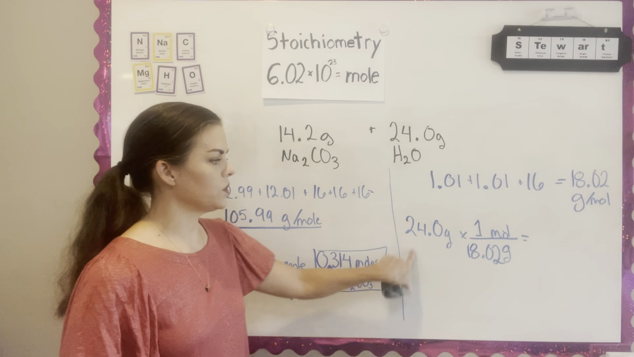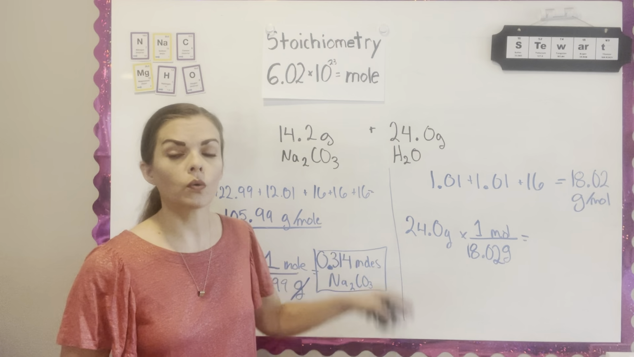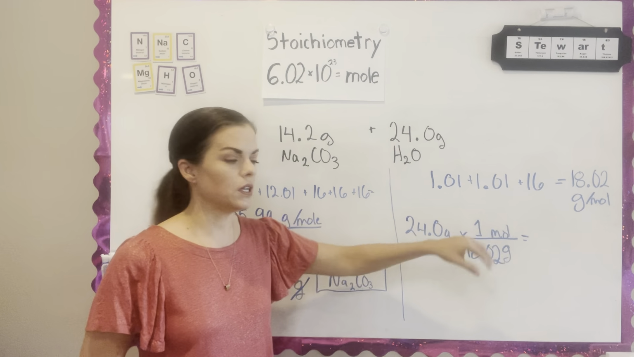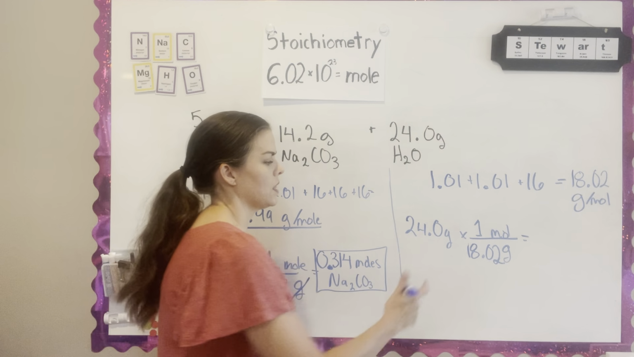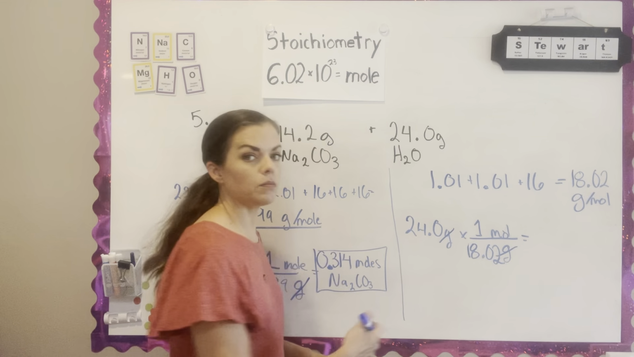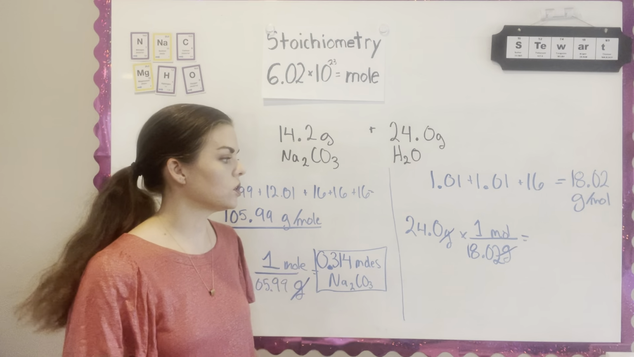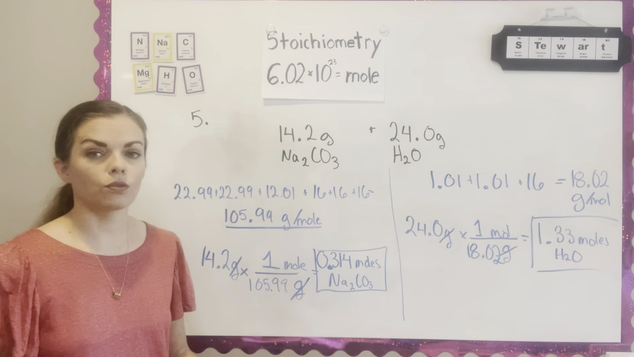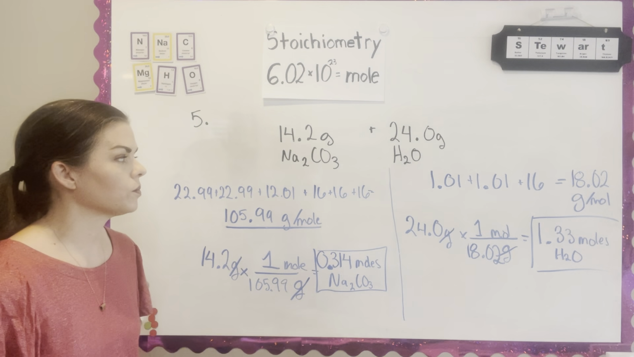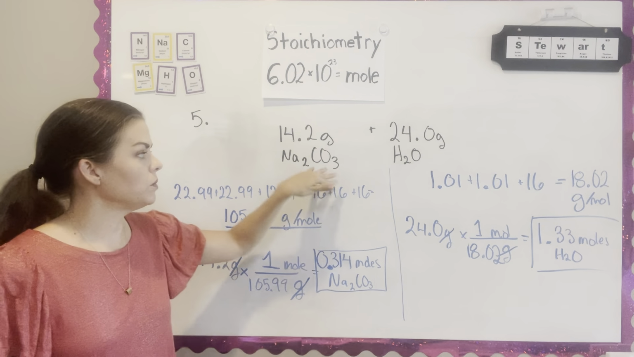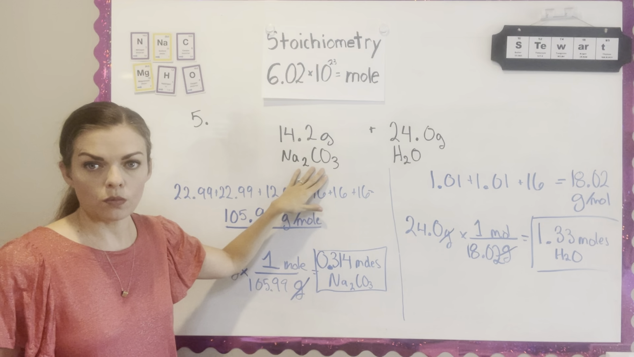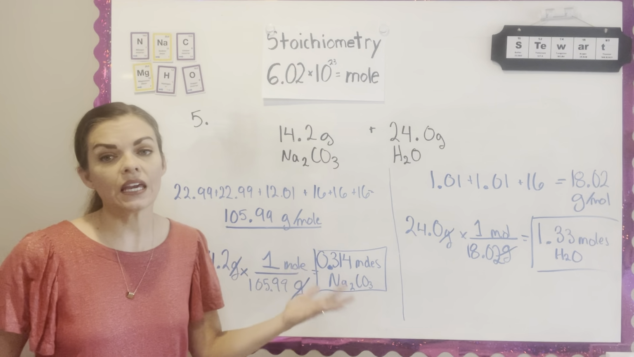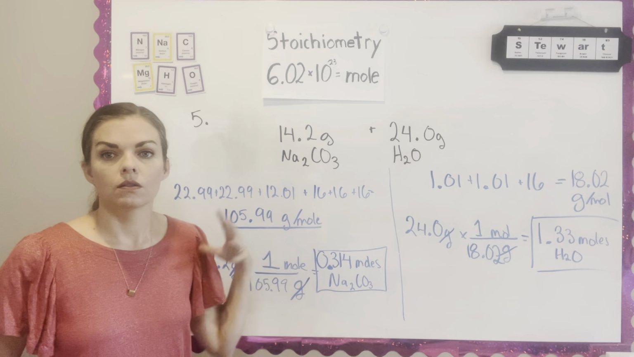Since I have 24 grams of water and I'm going to moles, I'm going to take my conversion unit and flip it again and put grams on the bottom. That way grams cancels out and I'm left with my unit in moles. And so you're going to do this division in your calculator. You should get 1.33 moles of water. So now that I know how many moles of sodium carbonate react with moles of water, I can make my formula.